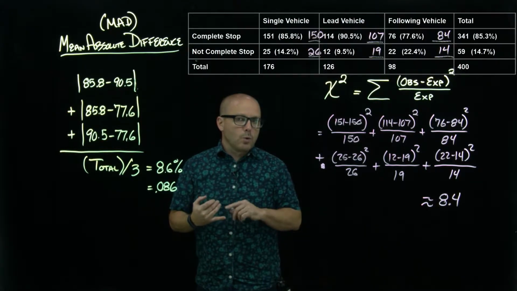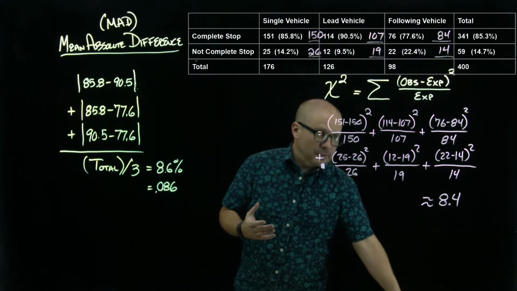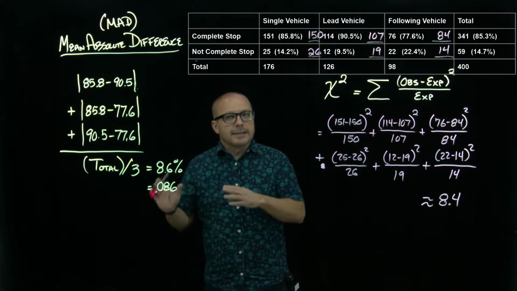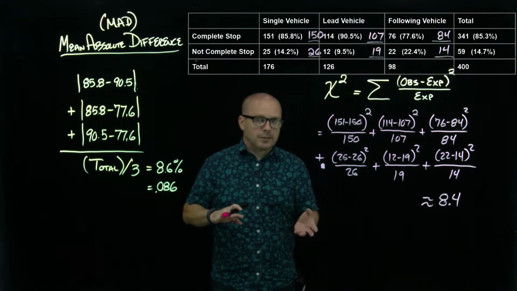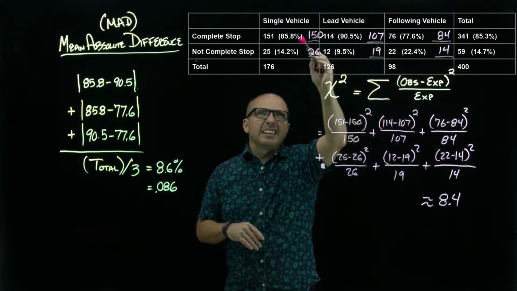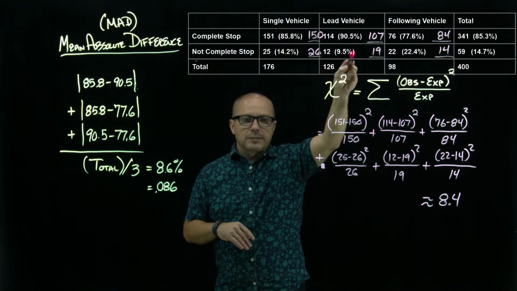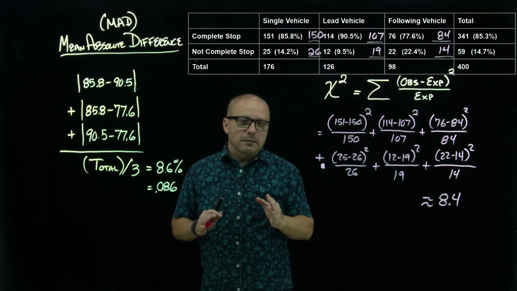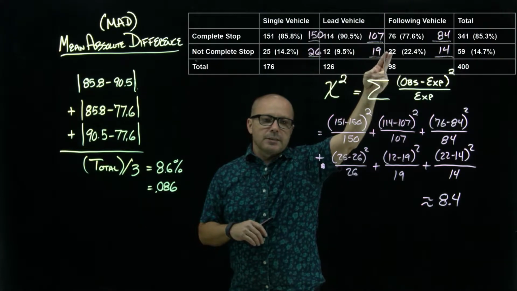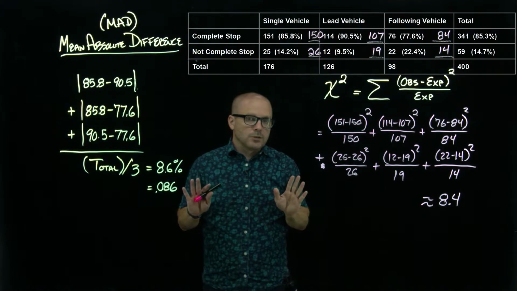Now, to go with the theory-based, there are conditions, as always. And if you recall, when it came to proportions, we were always doing at least 10 successes and at least 10 failures. So what that means in a multiple proportion setup is the actual observed values in all of our cells need to be at least 10. So 151, 25, 114, 12, 76, and 22, all of those are at least 10, so we're good. So we can use a theory-based approach.